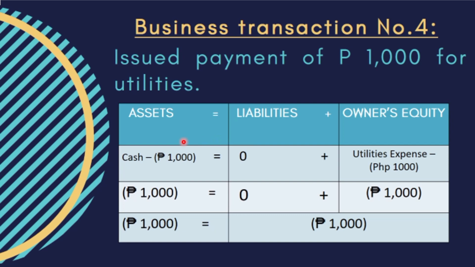So for asset, it is negative 1,000, then equals liabilities plus owner's equity. The value of liabilities is 0. And for the owner's equity, it is negative 1,000. So negative 1,000 is equal to negative 1,000. So this shows that the accounting equation is balanced.